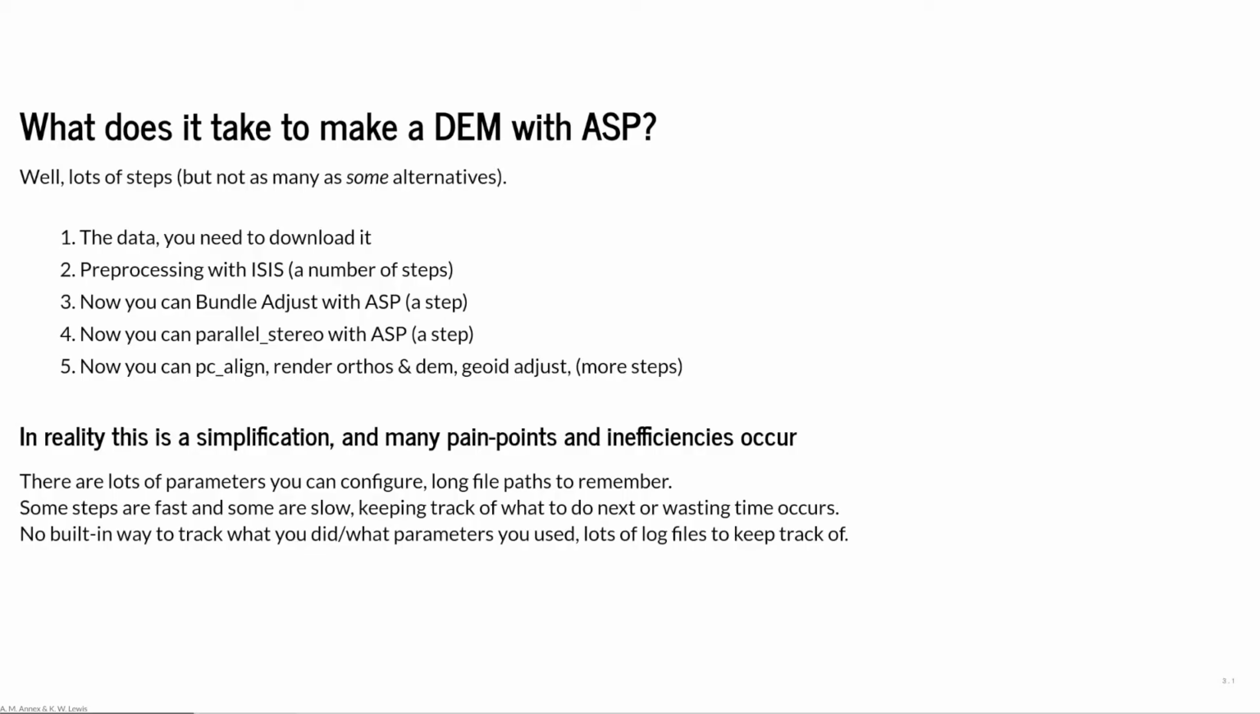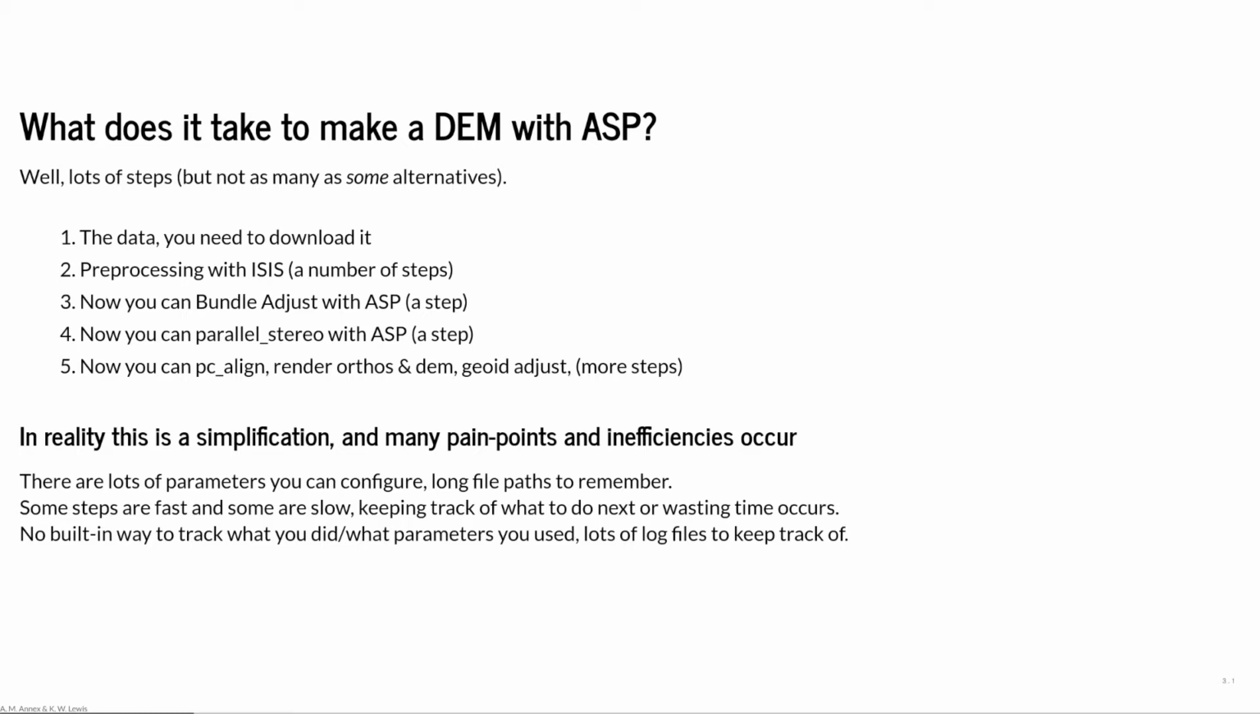Now, not everyone here works with stereo products or ASP, and a full demonstration of ASP and how it works is outside the scope of this talk. But at a high level, making a DEM in ASP requires a number of individual processing steps that are run in a system terminal. A simplified workflow generally goes: calibrate the data in ISIS, compute a DEM using the Ames Stereo Pipeline, and then finally align the DEM to reference topography using the pc_align command.